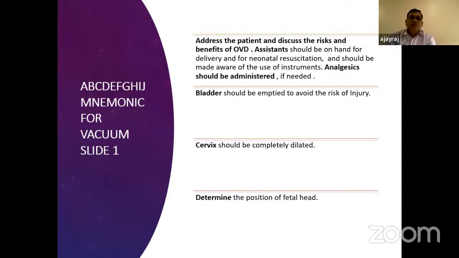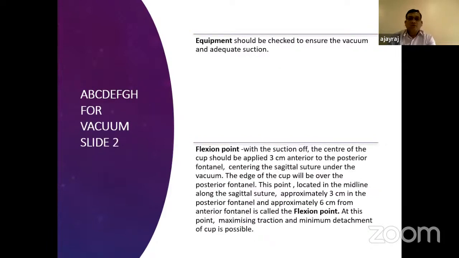Analgesia should be administered if needed. The bladder should be emptied. The cervix should be fully dilated. And we have to determine the position of the head before applying the ventouse. Equipment should be checked to ensure the vacuum and adequate suction. We must follow this step. Sometimes we apply the vacuum and our suction doesn't work or doesn't have adequate pressure. So it should be checked.